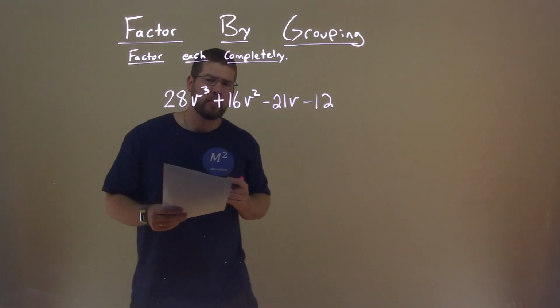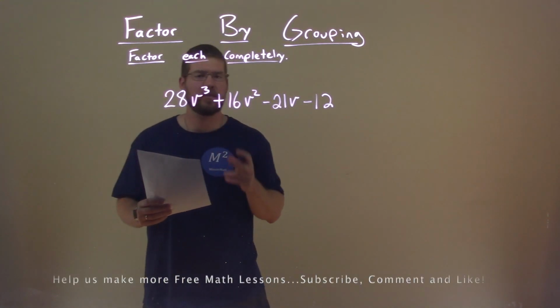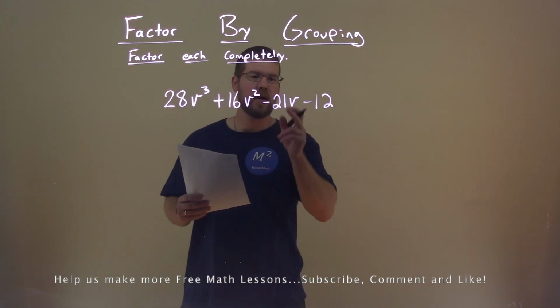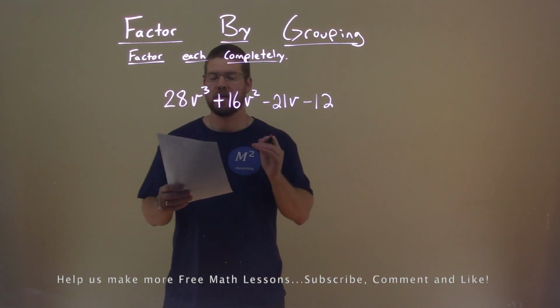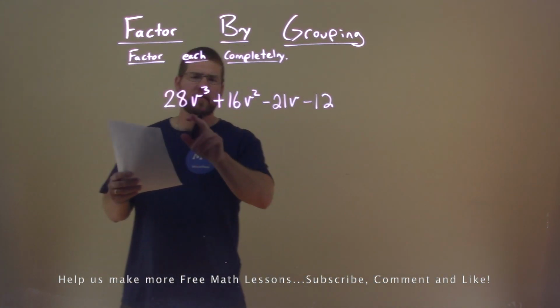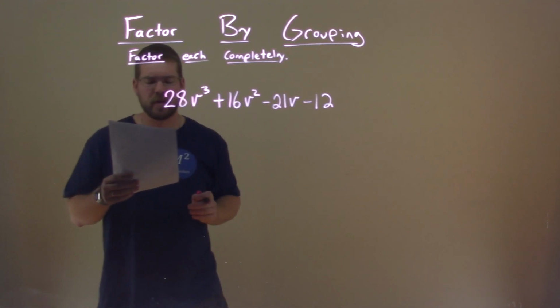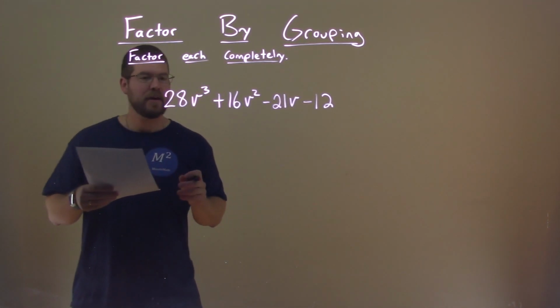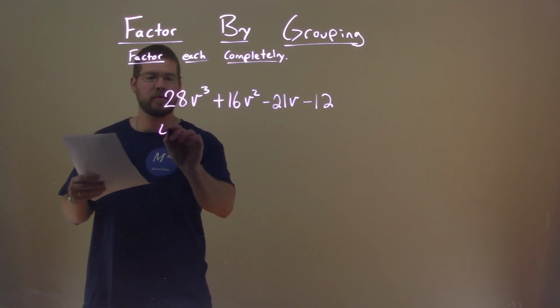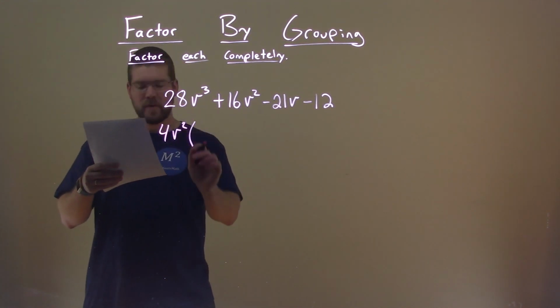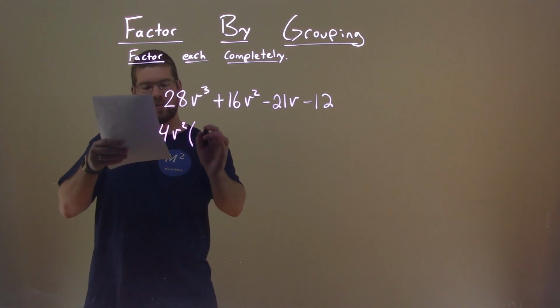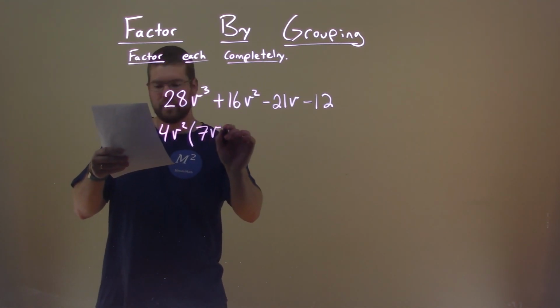We're given this problem right here: 28v to the third power plus 16v squared minus 21v minus 12. And we need to factor this completely. Well, let's look at the first two numbers right here. Is there a common factor in both of those? And we see, well, yeah, 4 goes into both, and so does v squared. So if we pull out a 4v squared from both of these, we're left with a 7v plus 4.